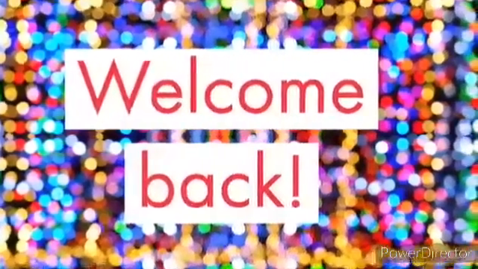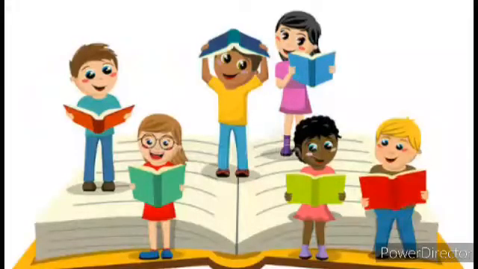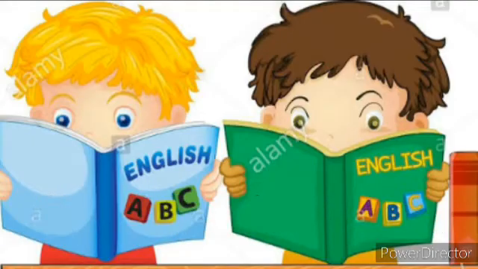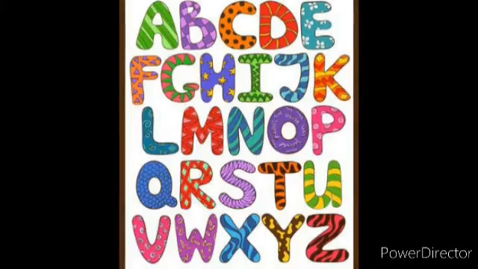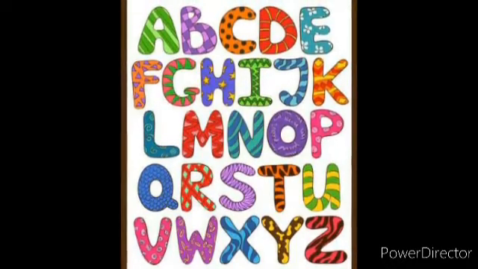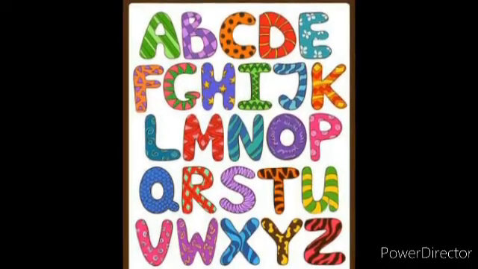Hello children, welcome back. Today we will learn English lesson number 3.2, Activity Time. Children, do you know how to arrange the letters in alphabetical order? First tell me, how many alphabets are there in English language? There are 26 letters. You can see these letters on your screen.